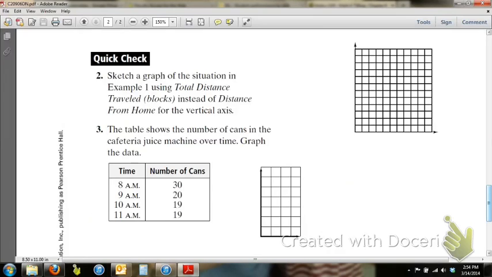And then in quick check 3, you're going to do time on the bottom, because the first column goes on the bottom, number of cans goes on the side, and plot the dots for these. Okay, and we'll check your work in class.